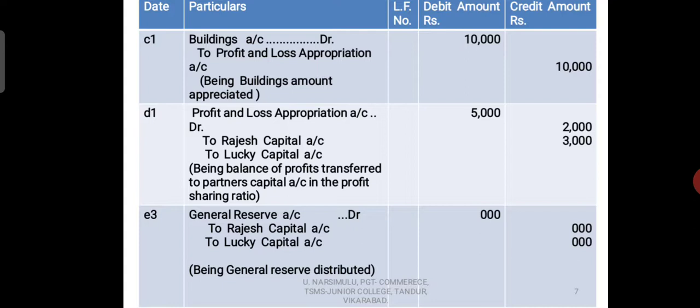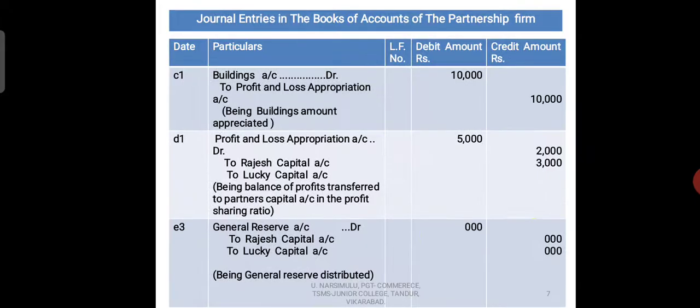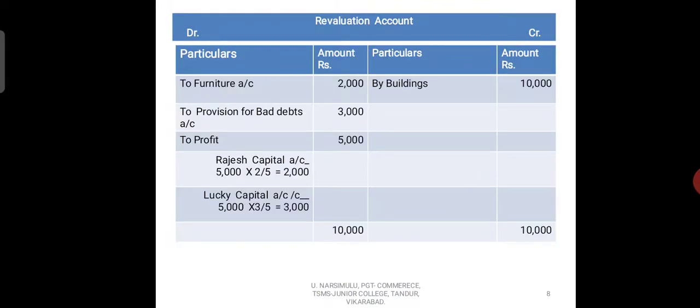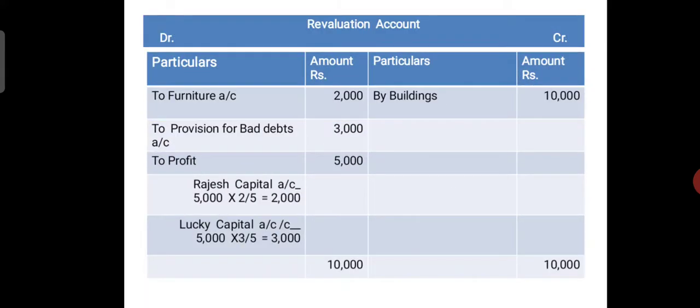What is that? Profit and loss appropriation account. You should not write that. You write it as revaluation account. Next, here we need to prepare revaluation account.